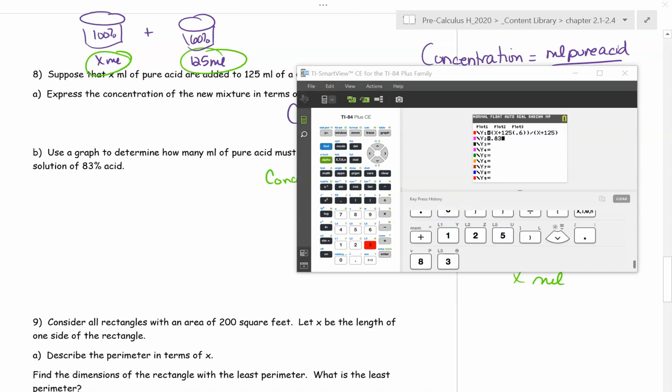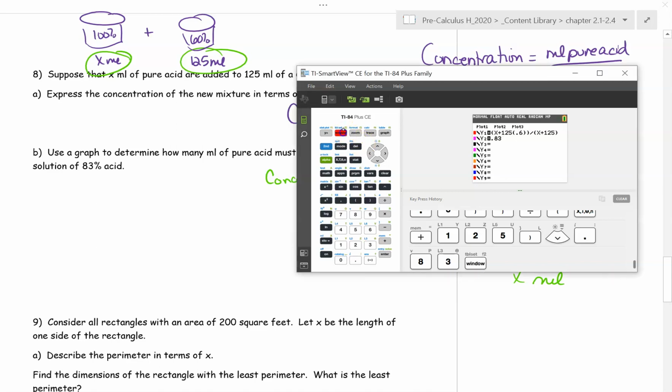Okay, so again, it helps if you understand what you're really graphing. You're graphing the concentration, those are your Y values. Your X values are milliliters of pure acid. The highest the concentration would be is 100%, so that would be 1. In Y2, we want it to be 83%, so that's 0.83. Don't forget that your entire denominator must be in parentheses, so X plus 125 must be in parentheses.